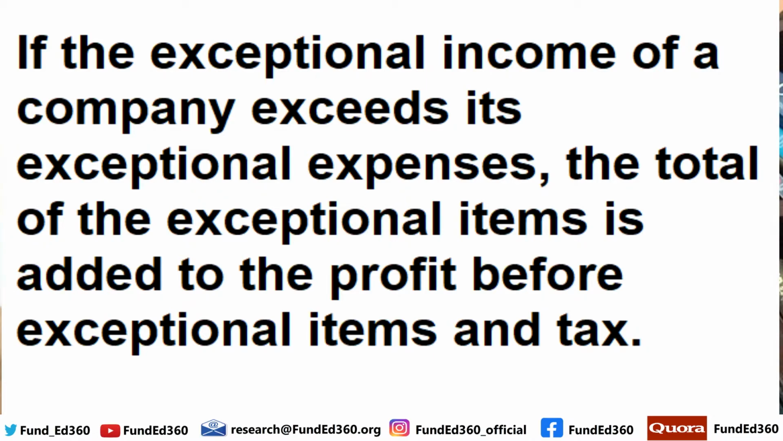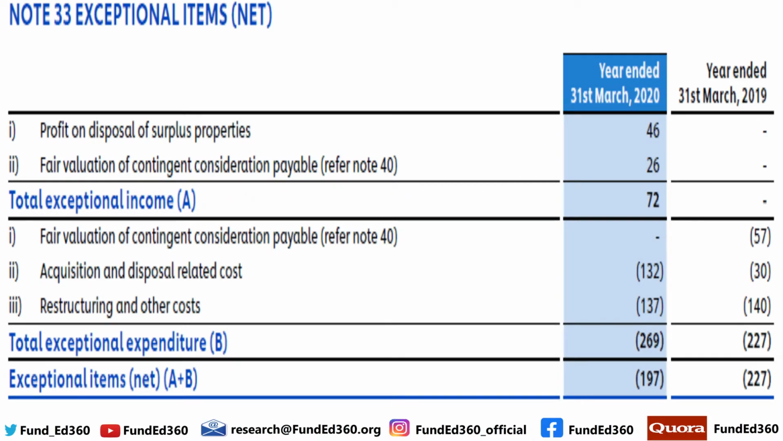Now let's take a look at note number 33, which clearly lays out the exceptional items of HUL's financials. As you can see here, the exceptional expenses exceed the exceptional income. So after netting it off, HUL ends up with 197 as exceptional expenses. That means deducting the exceptional income from the exceptional expenses.